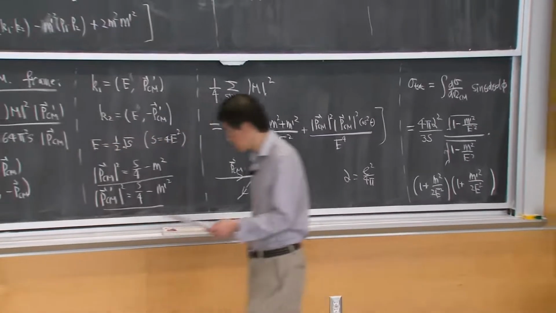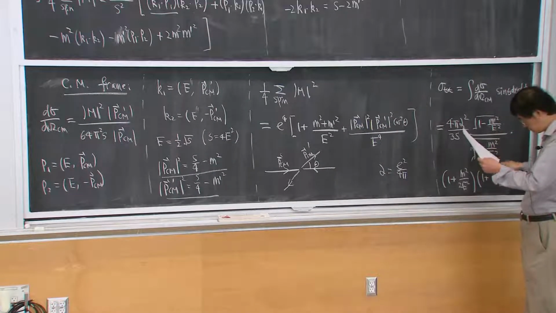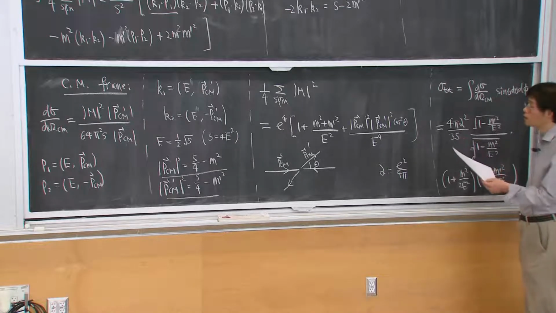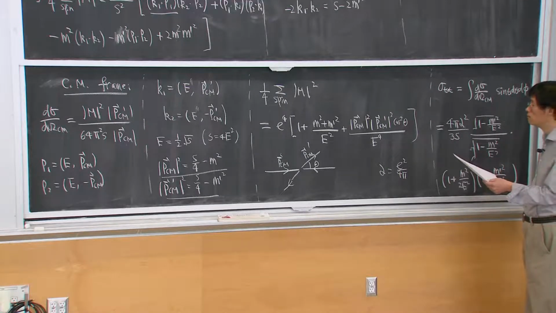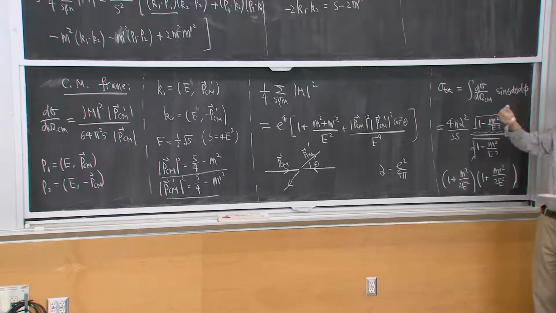So this m prime is upstairs, of course. Yeah, so this factor is key. You have to have such a factor in the upstairs, because E has to be greater than m prime in order to produce the particle.